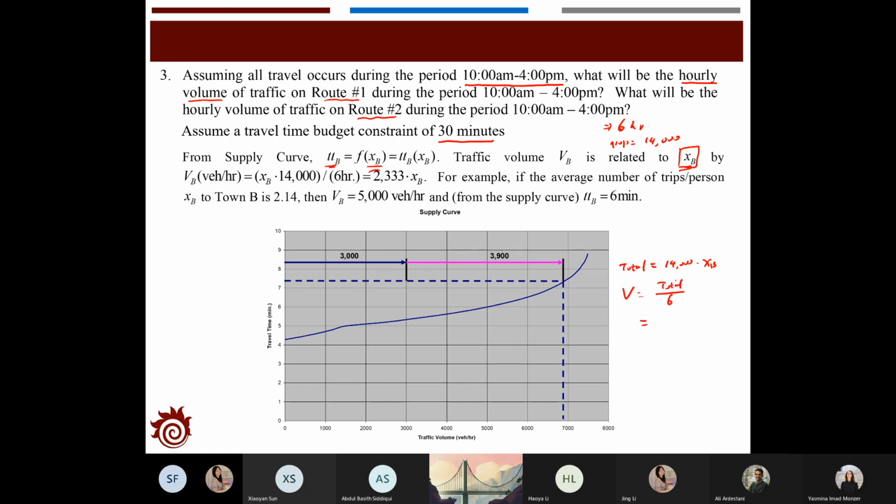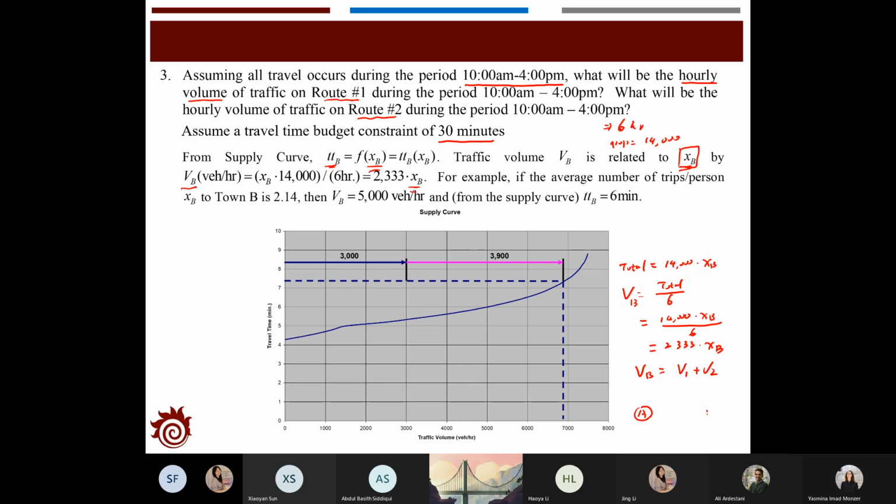So that is 14,000 times XB divided by 6. If we do the calculation, that is 2,333 times XB. This is the relationship between VB and XB. And of course, you have to know that the volume VB is the volume of Route 1 plus the volume of Route 2.